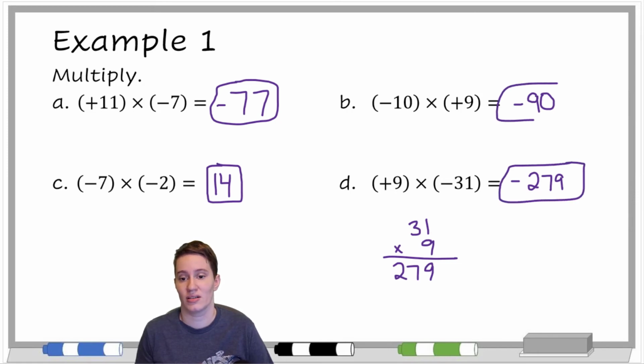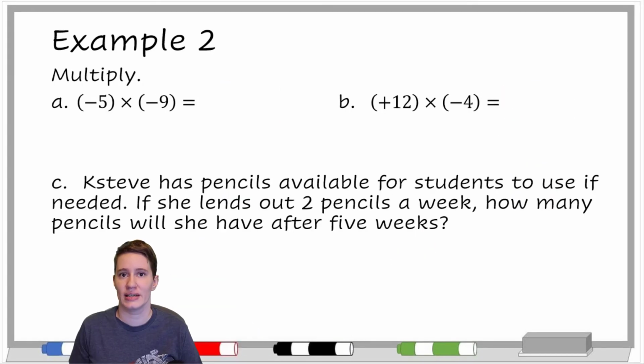So how are you doing so far? Hopefully this is starting to make sense, or maybe it already makes sense. Let's do another example. Okay, example two. And again, if you want to pause to see if you got the hang of it, go for it. Negative 5 times negative 9. Well, the numbers themselves multiplied together is 45, and a negative times a negative makes a positive.